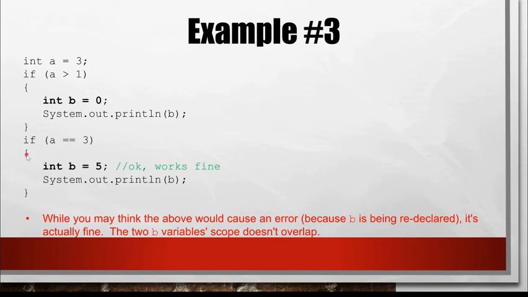Here we test if a is equal to 3. Then we can declare b, and it's okay to declare b again because the previous b is out of scope. There's no overlapping scope, so we can use b twice. While you may think that the above would cause an error because b is being redeclared, it's actually fine. The 2 b variables' scope does not overlap.